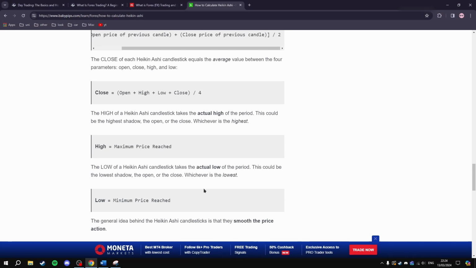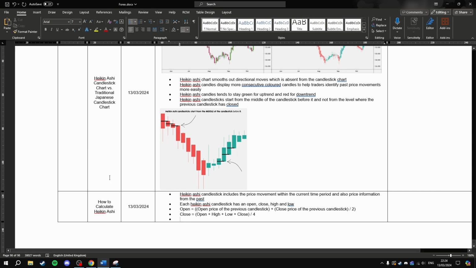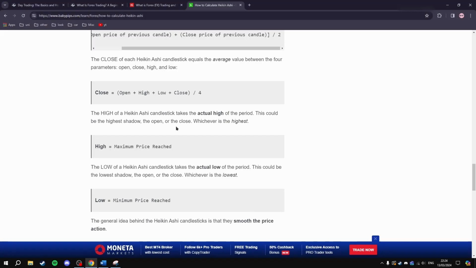Wait, but how can you get close if you're incorporating it into the formula to calculate itself? Is that the previous close? It can't be the current close, right? Because how can you calculate the current close if you're using the current close in the formula? Because you're trying to calculate it. Huh?